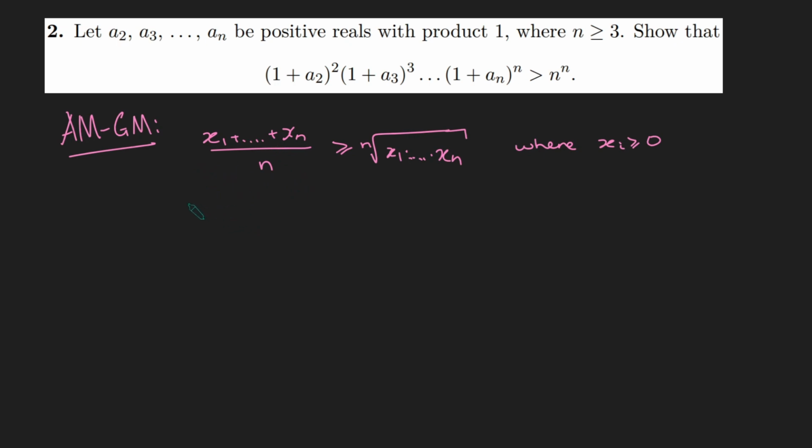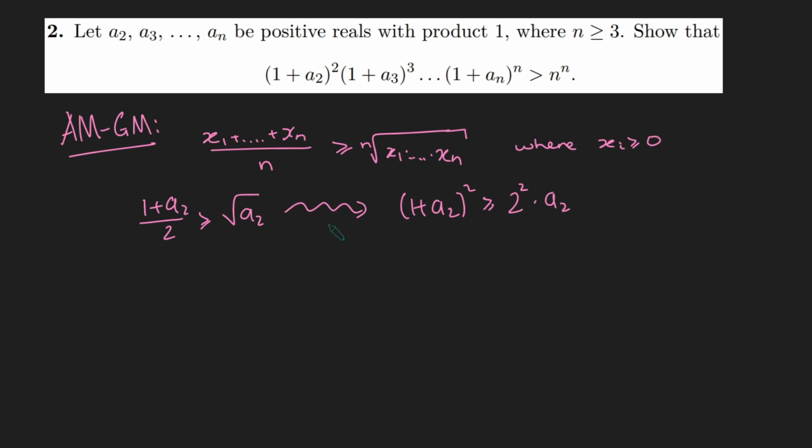What I'm going to start by doing is look at the arithmetic mean of 1 and a2. So (1 + a2)/2 is the arithmetic mean, so by the AM-GM inequality, this must be bigger than or equal to the square root of 1 times a2, which is the square root of a2. Now if I just rearrange and simplify this, I get that (1 + a2)^2 must be at least 2^2 times a2. Okay, cool.